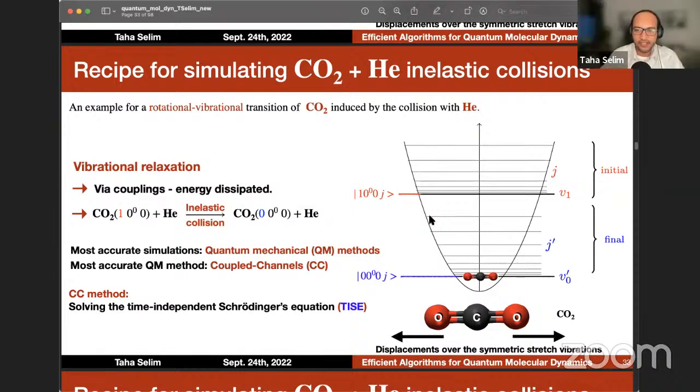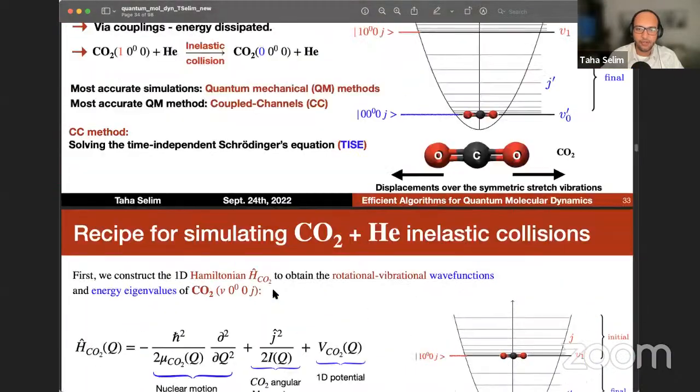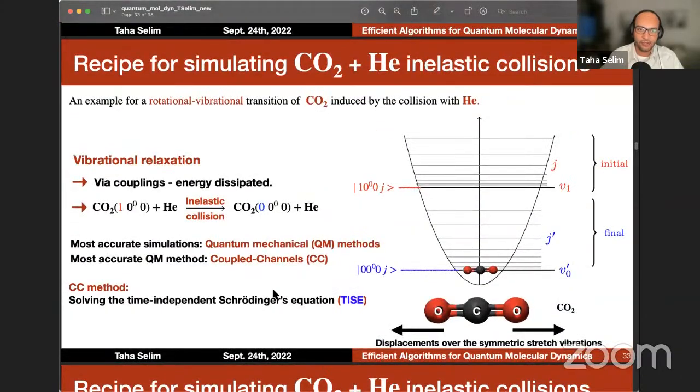In this picture, the helium is not there yet. I'm explaining the CO2 levels, how they can be relaxed. But of course, what you say is true. It will come in the second slide when the potential is introduced. So the quantum chemistry will play a role here, where we have to provide a potential energy surface that describes the interaction between CO2 and the helium. And this is basically the electronic contribution to the dynamics.